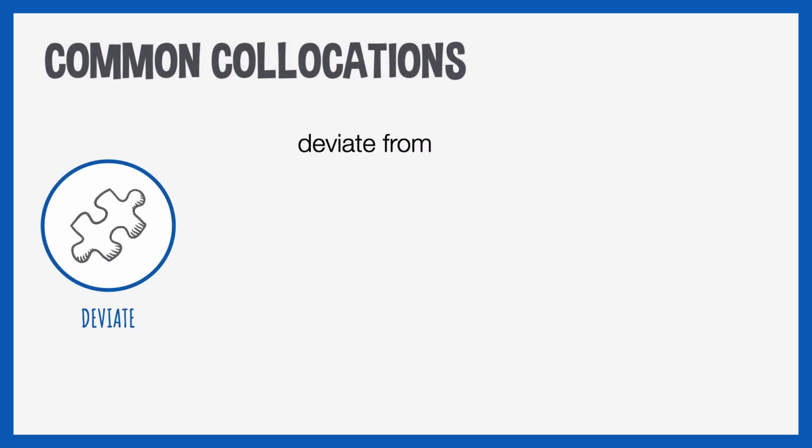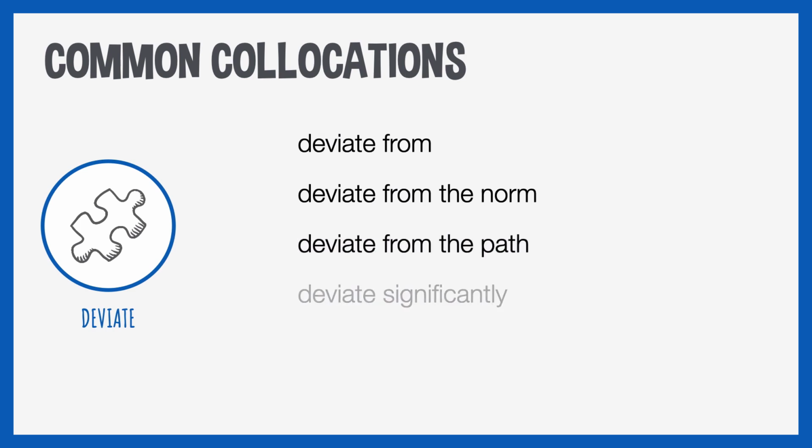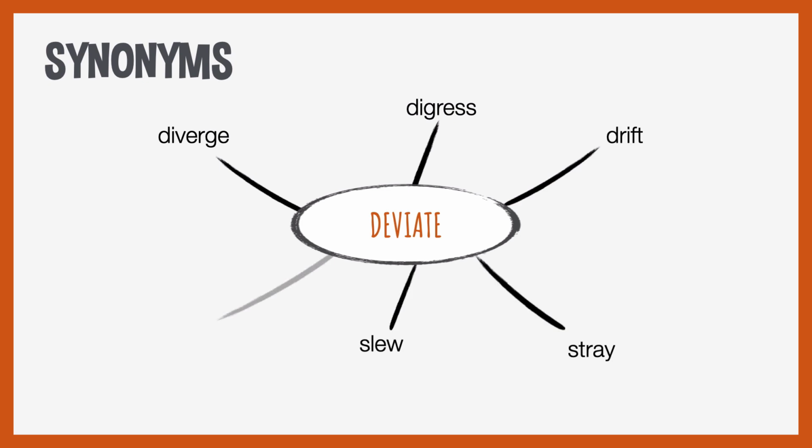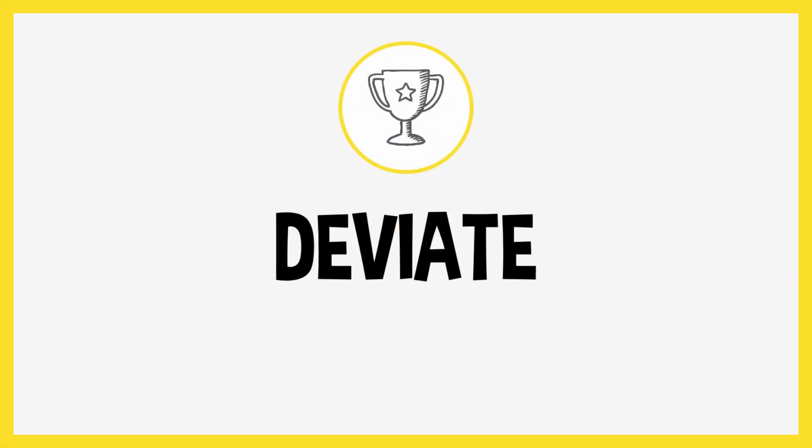Common collocations include deviate from the norm, deviate from the path, deviate significantly, deviate substantially, and some words with a similar meaning are diverge, digress, drift, stray, slew, and veer. Deviate.